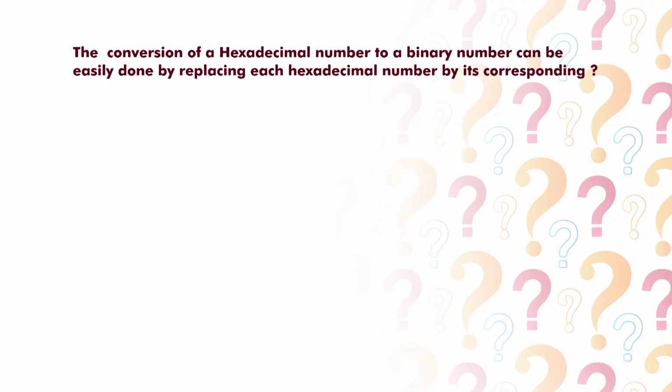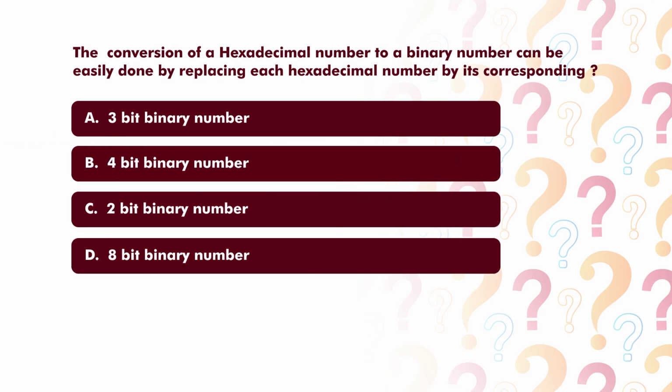The conversion of a hexadecimal number to a binary number can be easily done by replacing each hexadecimal digit by its corresponding binary number. There are 4 options again. The first option is a 3-bit binary number, the second option is a 4-bit binary number, the third option is a 2-bit binary number, and the last option is an 8-bit binary number. When we do the conversion, we group 4 bits, and this group of 4 bits is known as a nibble. Therefore, the correct option in this question is the second option, that is the 4-bit binary number.